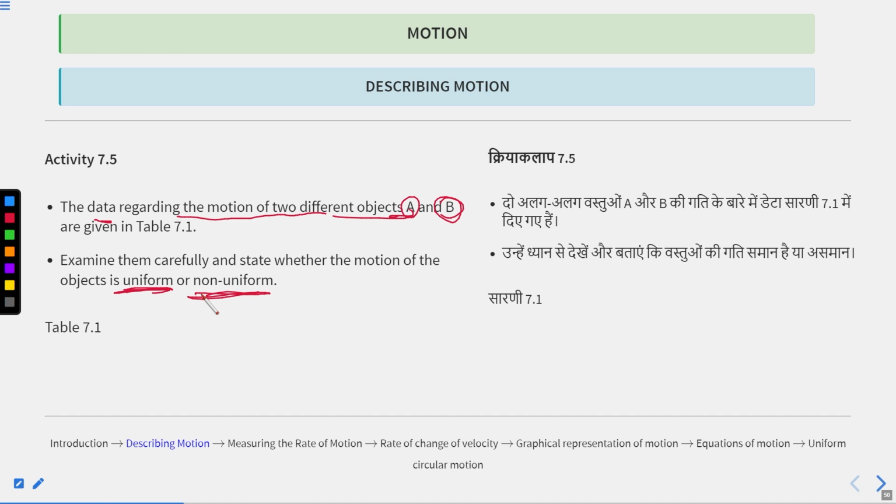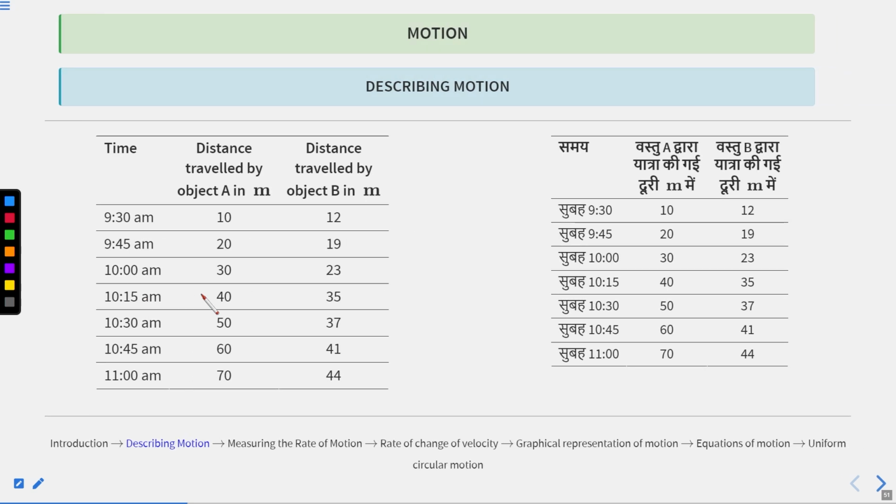Dear class, so these are the given times. This is the data of object A, distance traveled by object A in meters, and distance traveled by object B in meters. At 9:30 a.m., the distance traveled by A is 10 meters, B is 12 meters. After 15 minutes, 9:45 a.m., the distance traveled by object A becomes 20 meters, and for B it is 19 meters.